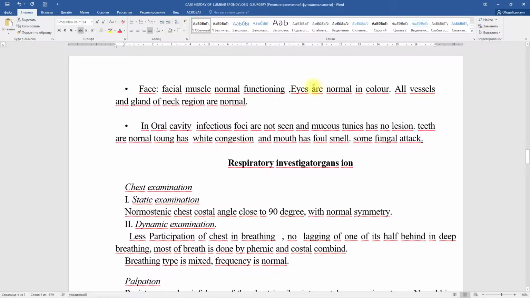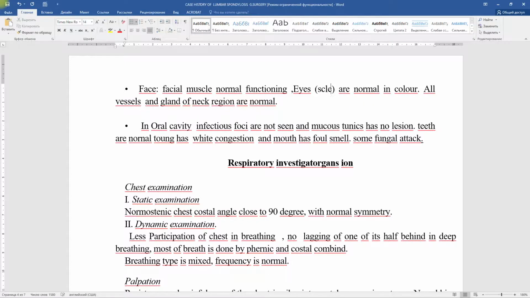Okay, eyes are normal in color. Yes, that's good. Scleras, but not eyes, because you know the eye is a complex organ. It's not obvious what you mean by eye color. Here it would be good if you mentioned scleras, because you can tell about the color of scleras, that they are normal color or they are icteric or something else.